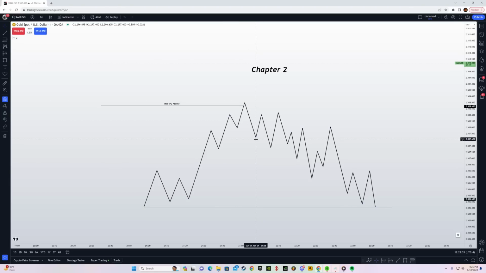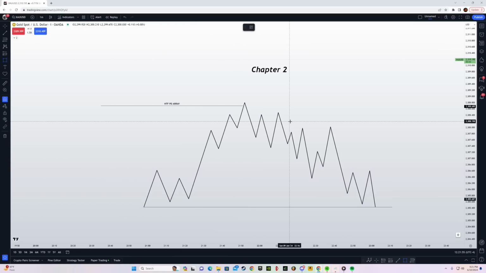Now, when you get a market structure shift and you have marked out your original consolidation on the 15-minute time frame, right? So when price went into the 4-hour PD array, we drop down to the 15-minute time frame, and then we identify original consolidation, right? And then we look for another consolidation period or a pullback, right?